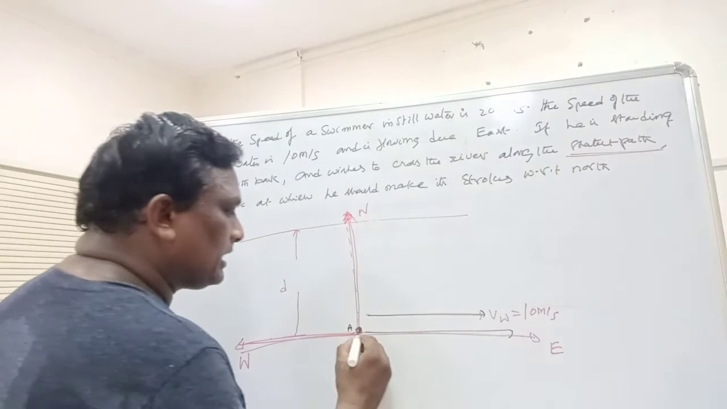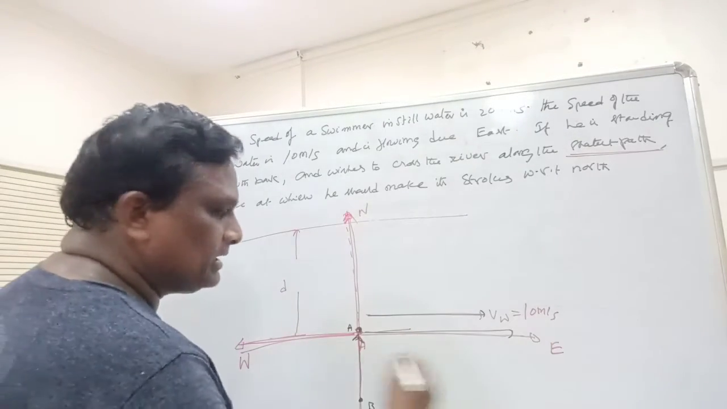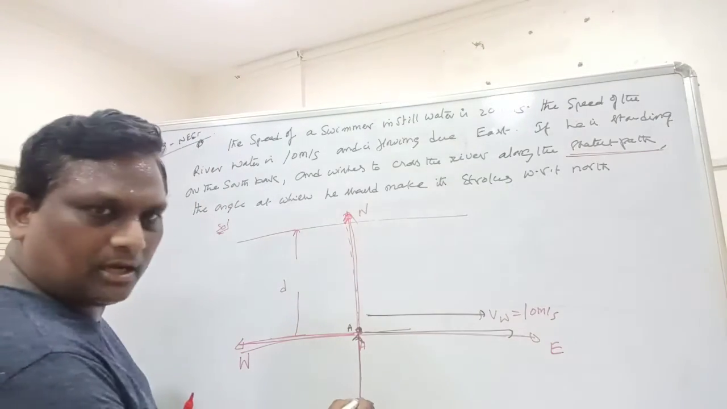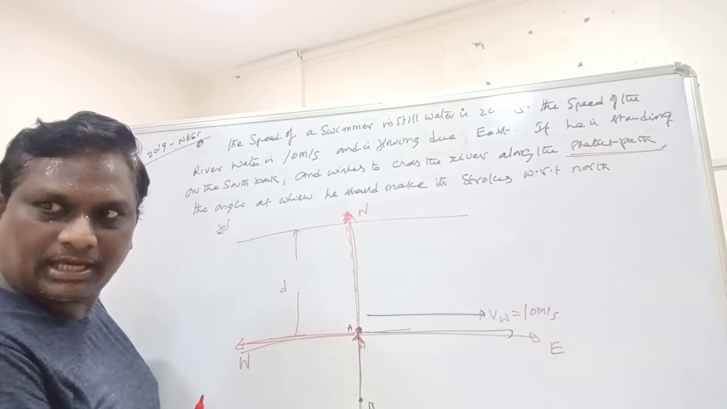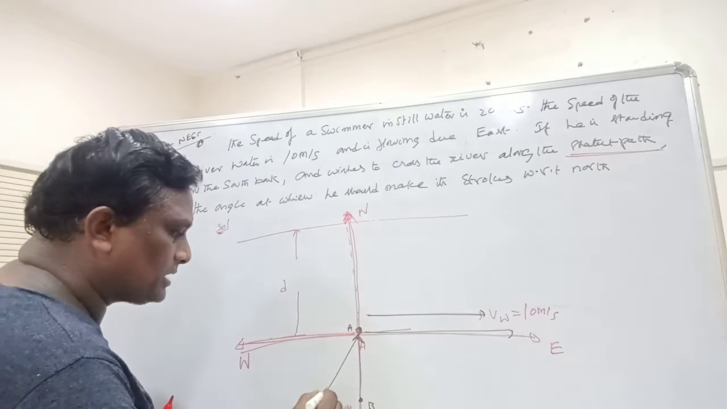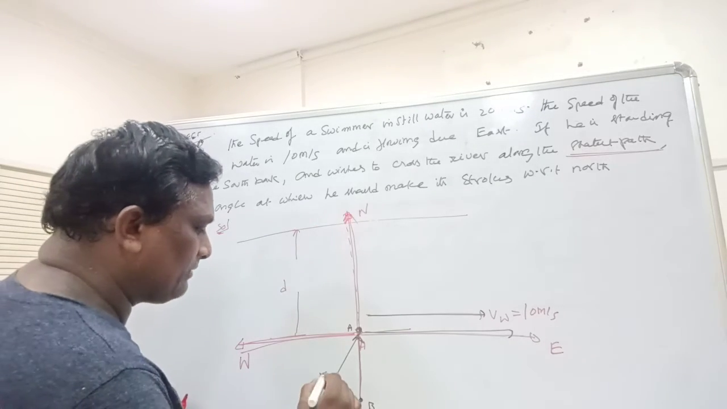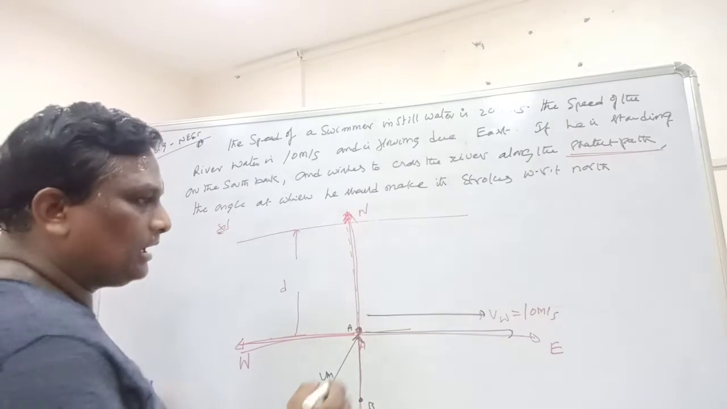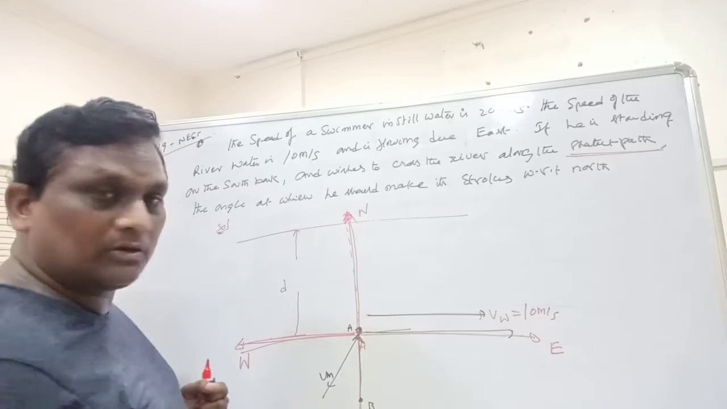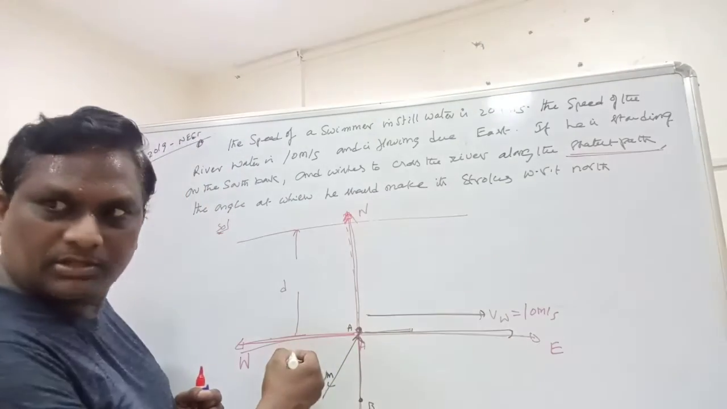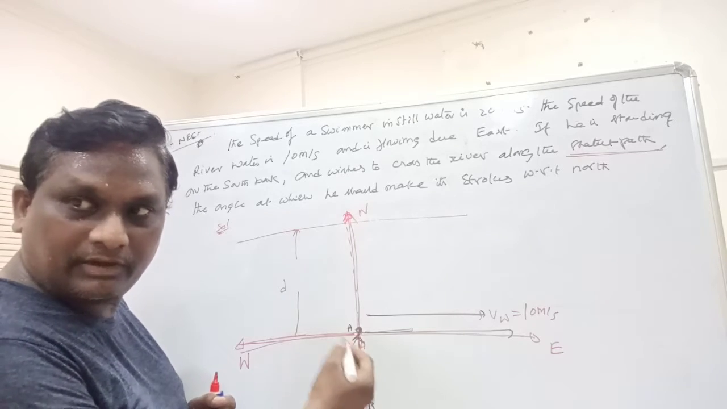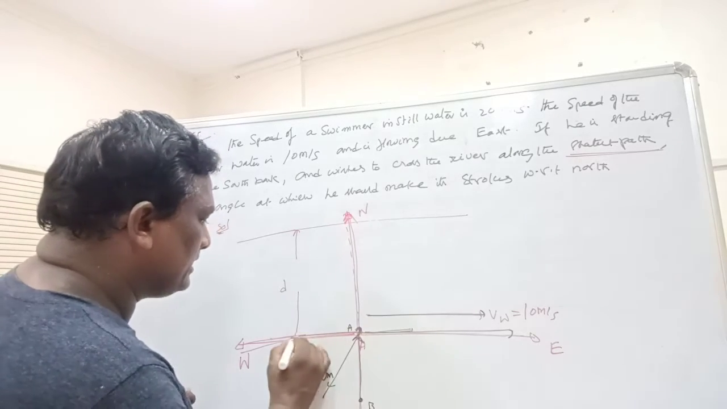So this is the river velocity. The river is flowing in this direction. To reach exactly the opposite bank, in which direction do you have to swim? In the upstream direction. So this is the man velocity. And V man with respect to water you have to take. Water is going in this direction, so you have to take the opposite direction.